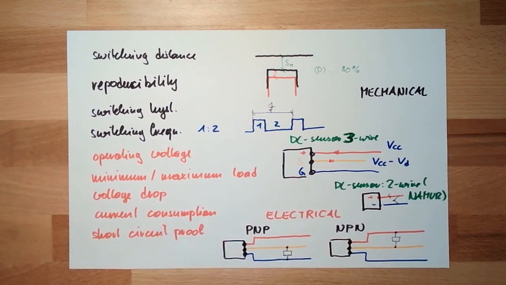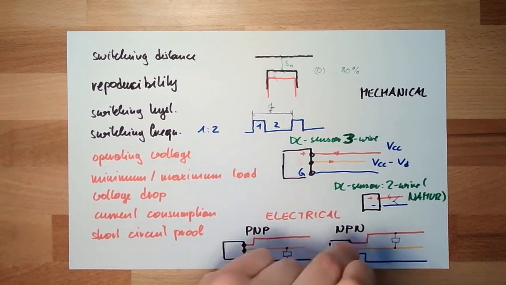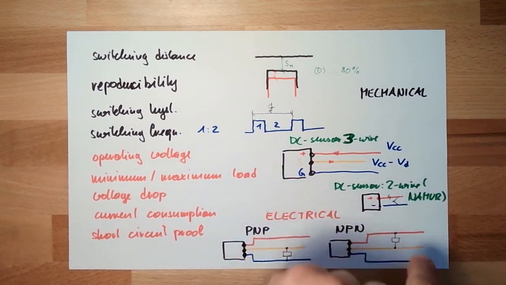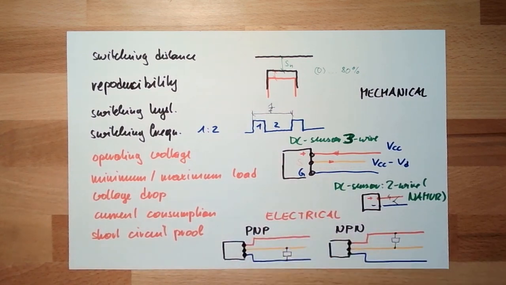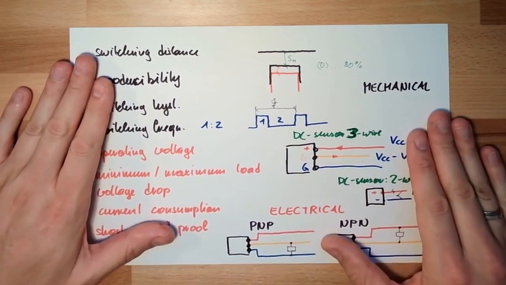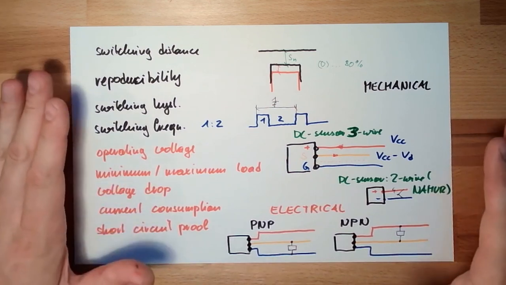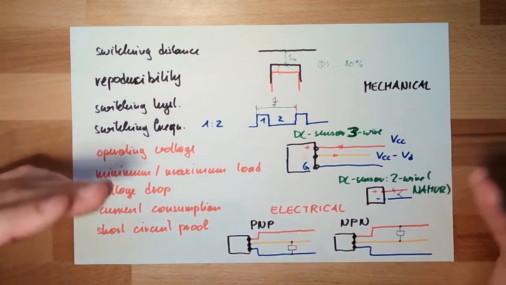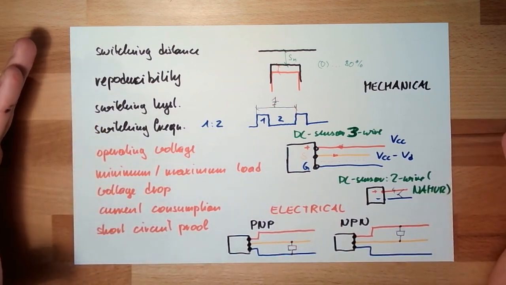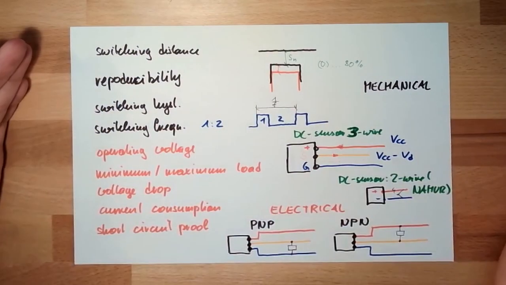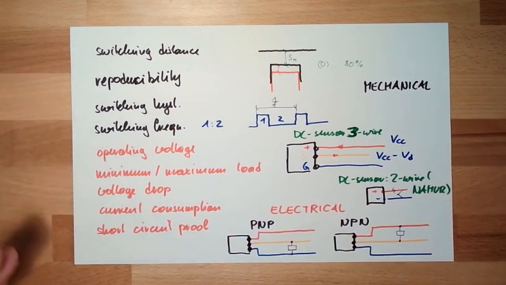So, do you have to take care? In PNP technology, you have to connect between signal and ground. In NPN technology, you have to connect between plus and signal. Then the signal is getting the ground for the load. So these are the terms, the names. It's just naming. But when I'm explaining afterwards in the next videos the proximity switches, I will use those names, and then you have to know what I'm talking about.